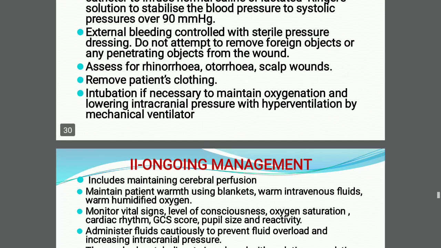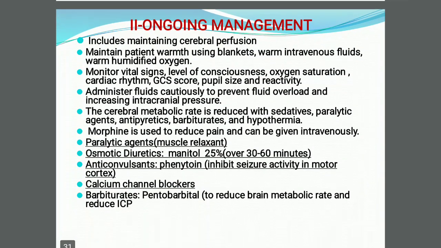Now on the ongoing management, here mainly it includes maintaining of the cerebral perfusion, and keeping the patient warm by using blankets, warm intravenous fluid, and warm humidified oxygen. We need to monitor the vital signs of the patient, the level of consciousness, and the oxygen saturation, so that the patient can maintain normal oxygen saturation, that is between 90% to 100%.